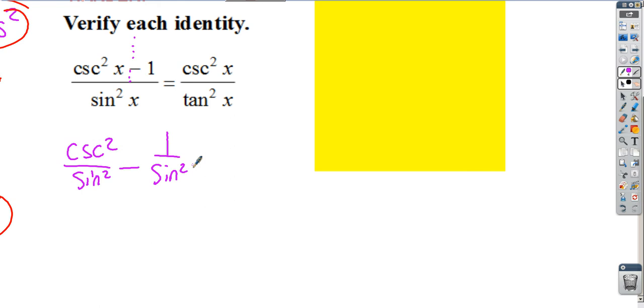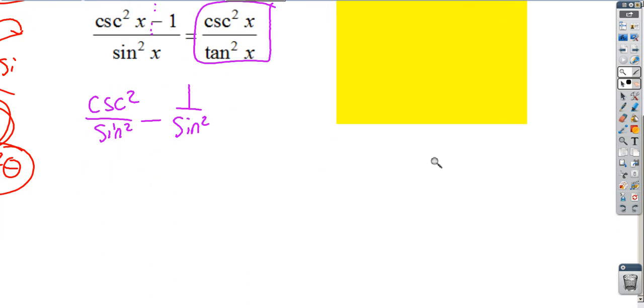There is a strategy that says you can try to make them meet in the middle, but I don't know what to do with that. So I'm just going to stick on the left side, and I'm going to try to change it so that it looks like the right side. That's what we're doing when we're proving an identity. We want to make those two sides be equal.